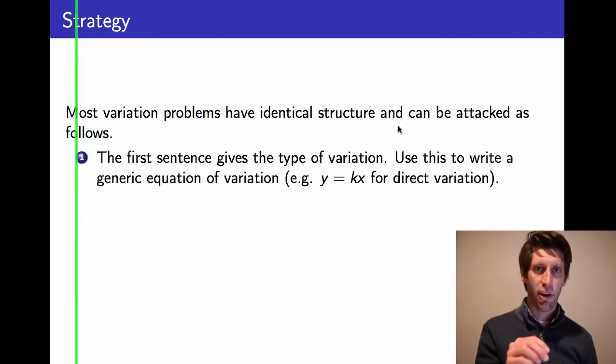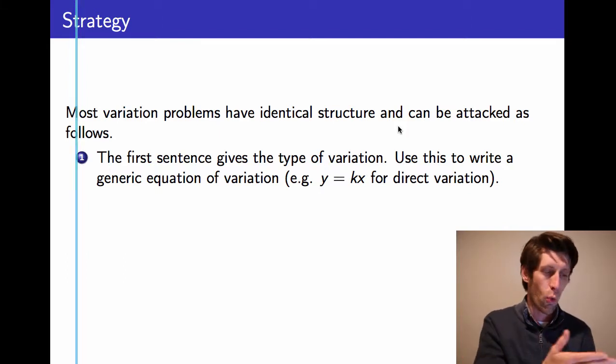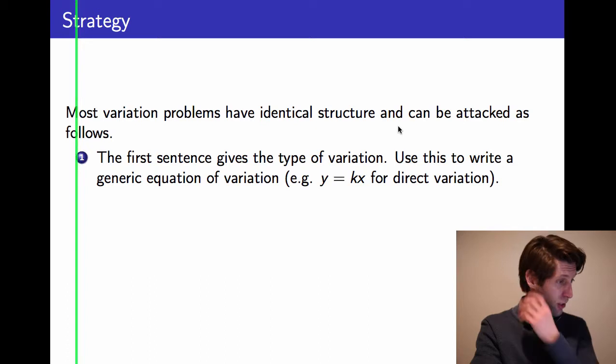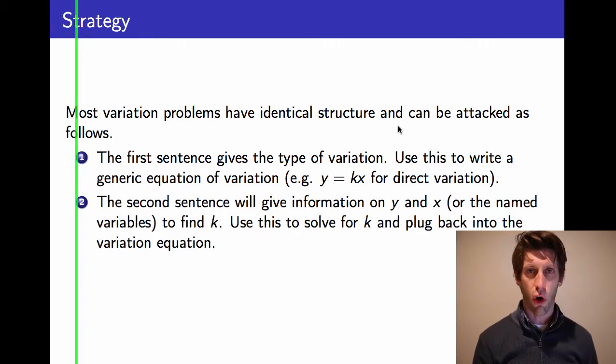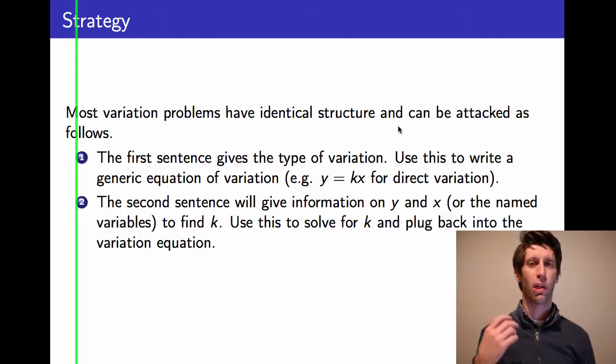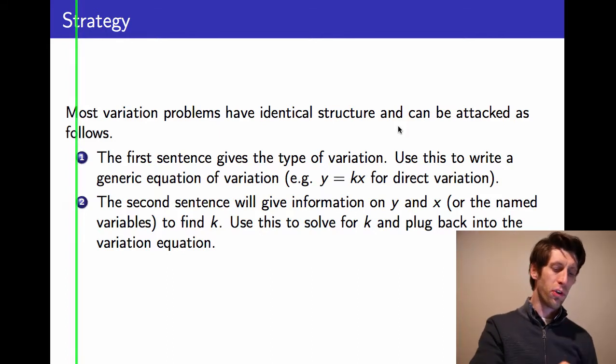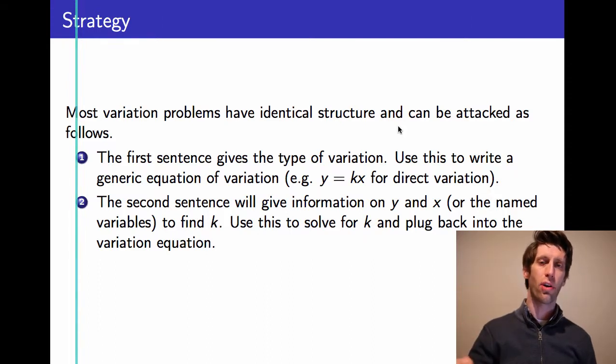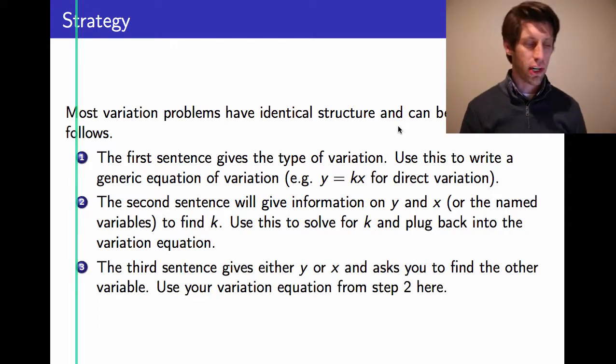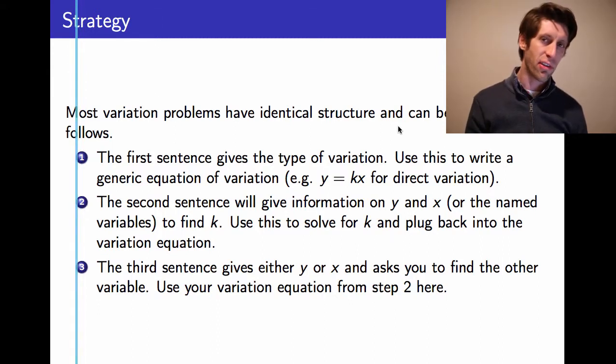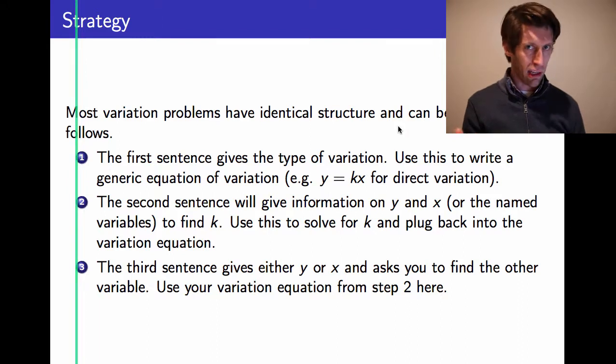Once they tell you that type of variation, write down a generic equation of variation where you don't know k. So y equals kx, for example, if you have direct variation. The second sentence always gives you enough information in order to find the variation constant. So in the notation that we've used here, they'll give you y and x. That will allow you to solve for k. Once you've solved for k, plug that back into the generic equation of variation, and then they're going to ask you a question in the third sentence. The third sentence will either give you y or x, and they'll ask you to solve for the other one. You plug that in using the k value that you found in step 2, solve for the other variable, and answer in a complete sentence.